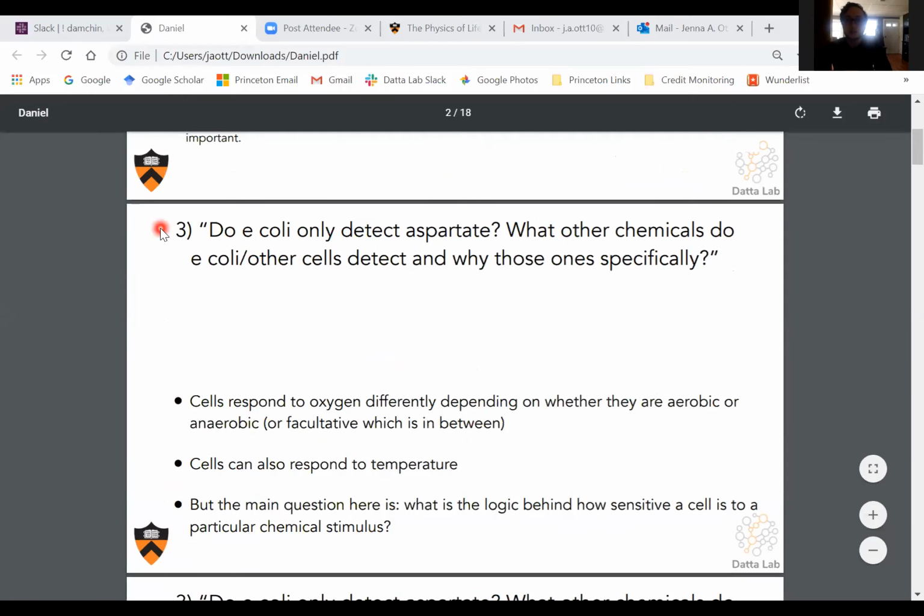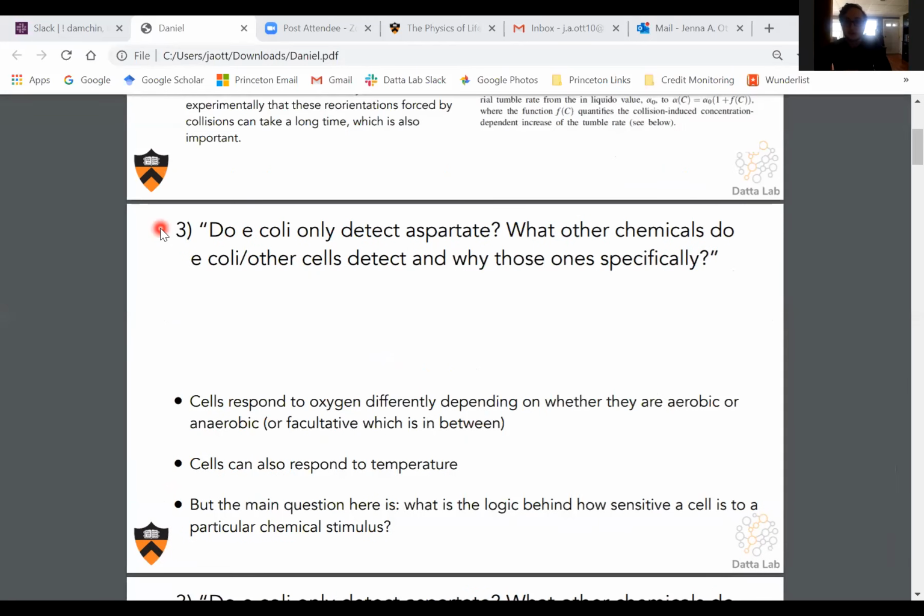So do E. coli only detect aspartate? What other chemicals do they detect, and why those ones specifically? It's interesting to note that the two receptors that you hear about a lot, TSR and TAR, are named for the amino acid they respond most strongly to, but they're not exclusive to that amino acid. TAR is named for aspartate and TSR for serine, but they actually both sense a number of different amino acids. Those are the main two receptors, and they are not super specific, is the point.